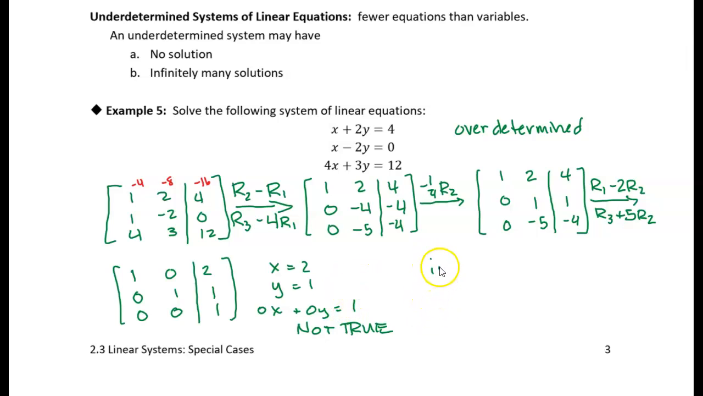So we say this is inconsistent, and that there's no solution. So that's our answer to this one: there is no solution to this set of equations. All right, so we've got one more example to go through, and I'll meet you in the next video.